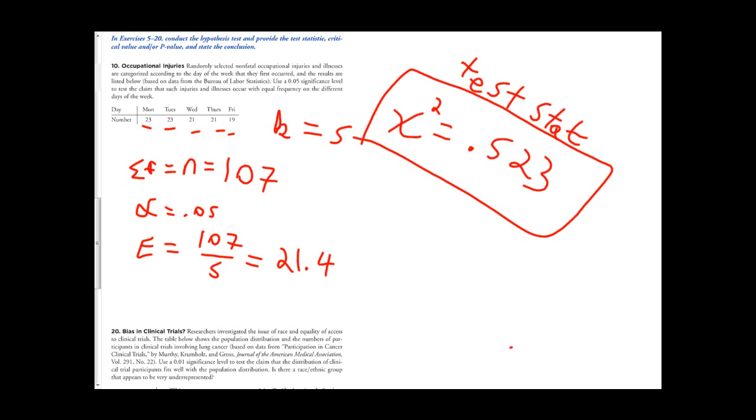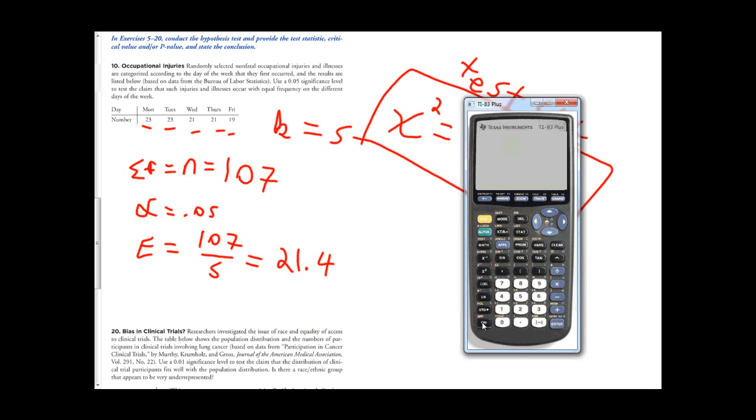So I bring back out the TI. And the chi-squared is actually under distributions, DISTR above the vars key on your TI. So let's clear this first. And we'll hit second, and we'll go to distributions. And if you scroll down, you'll see the chi-squared CDF. And we're going to use this in much the same way that we were using the normal CDF before, except we're going to also have to put in the degrees of freedom.